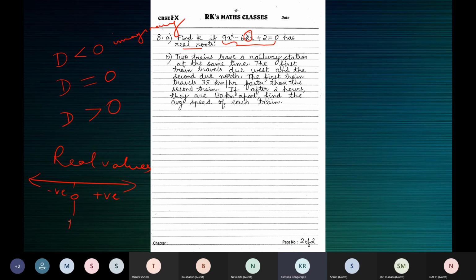Now, D can be equal to 0. The value of D can be negative, that is less than 0. Or the value of D can be greater than 0, that is positive.